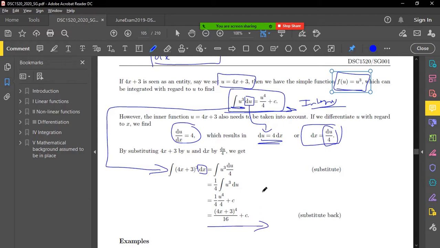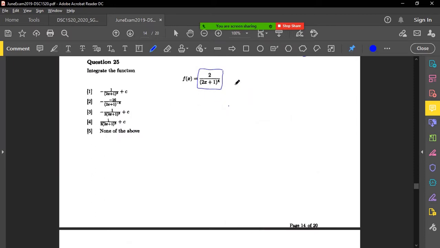So it's kind of like reverse chain rule. If you're looking at this, what are you going to use? u equals... du over dx is 2. du equals 2 dx. Do you see that? Yep. dx equals du over 2.